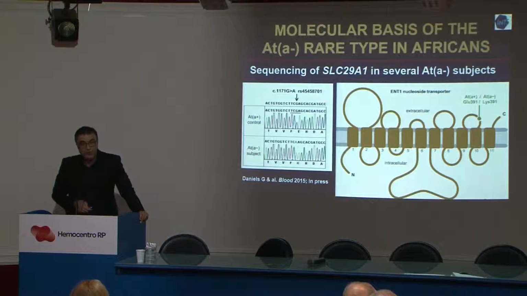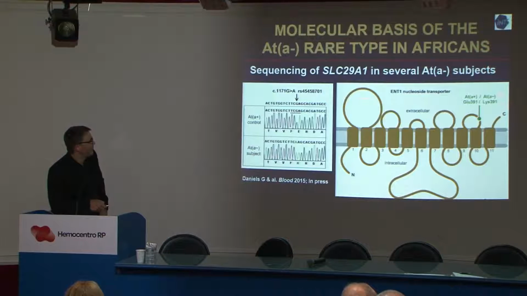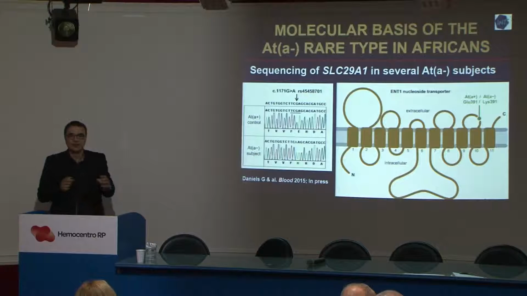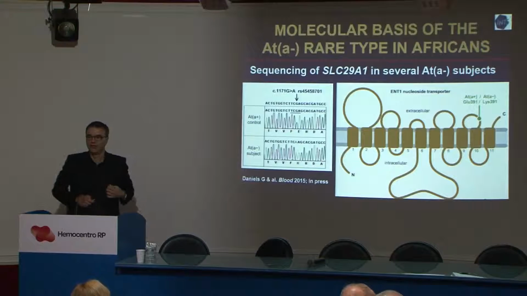Then we decided to find the molecular basis of the ATA negative rare type in people of African descent this time. And when we sequenced the SLC29A1 gene, we found this mutation here, responsible for this amino acid change. So this is the molecular basis of ATA antigen. So when you are ATA negative, you have lysine here, and when you are ATA null, you have this mutation in intron 6 of the gene, and you don't express the gene.